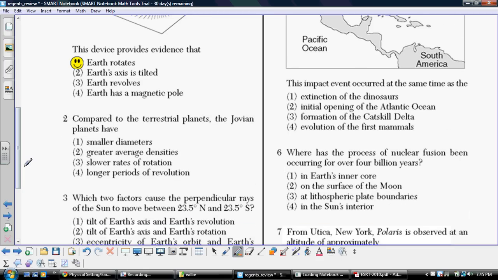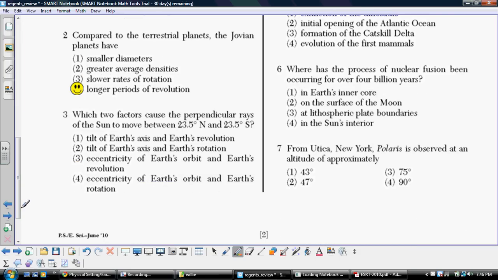Moving on to number two. Compared to the terrestrial planets, the Jovian planets. There's a lot of information about these two particular sets of planets that you have to remember. So remember that terrestrial planets are the inner planets. They're made out of rock. They're denser planets. Jovian planets, they're larger, they're gassy, and they're farther out. Because of their gassiness, they have a lower density, and because of their being farther away, they're going to have longer periods of orbit, longer periods of revolution. So when we compare the answer choices, given all that criteria, we find that choice 4, longer periods of revolution, is the one that would be most accurate for this particular question.